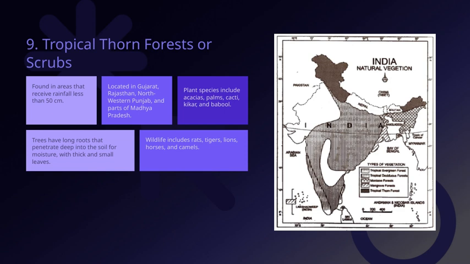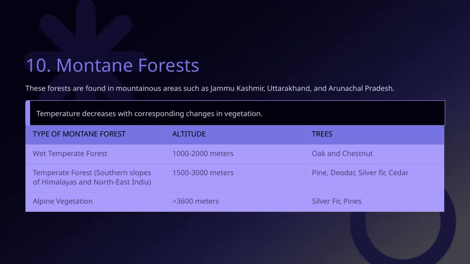Let's take a closer look at the montane forests found in our mountainous regions. These forests are typically located at various altitudes, and their types change as you go higher up the mountains. For example, at altitudes between 1,000 and 2,000 meters, you'll find the wet temperate forests, characterized by trees like oak and chestnut. These trees thrive in slightly warmer, moist conditions.